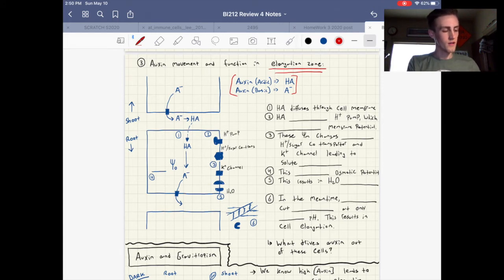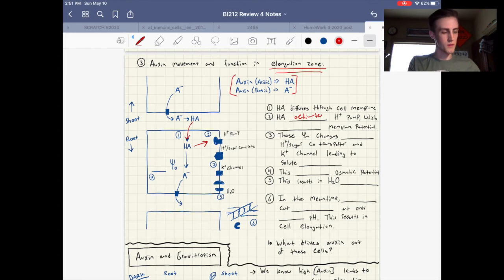And so the acidic form of auxin diffuses through cell membranes, and we see that right here, right? HA is diffusing through the cell membrane. Doesn't need a co-transporter, doesn't need a channel, anything like that. And so once the acidic form of auxin is actually inside the cell in the elongation zone, it will activate the proton pump, which looks like this in the diagram.